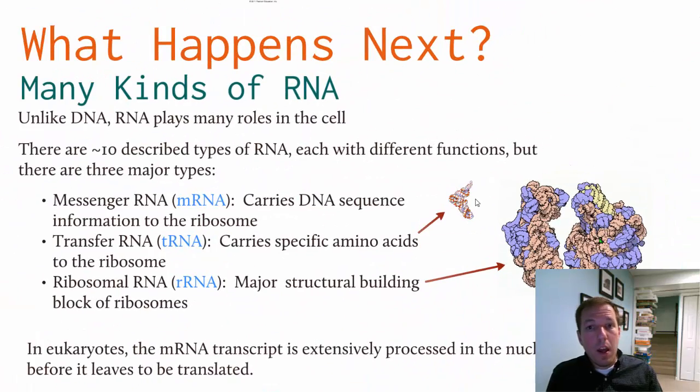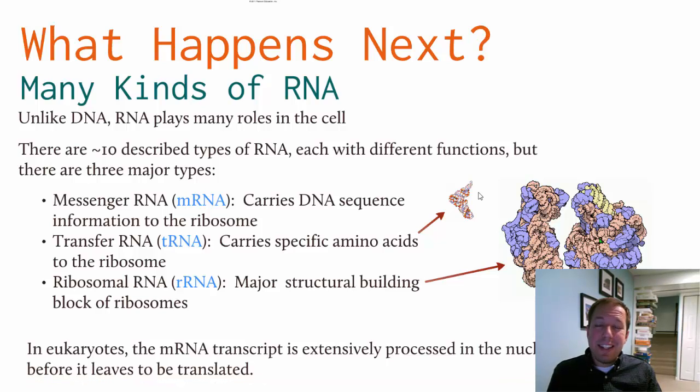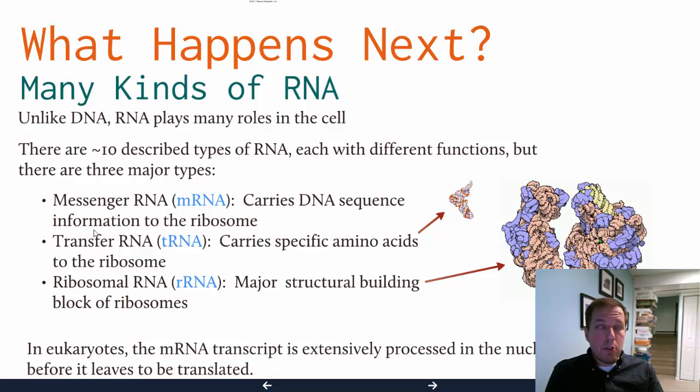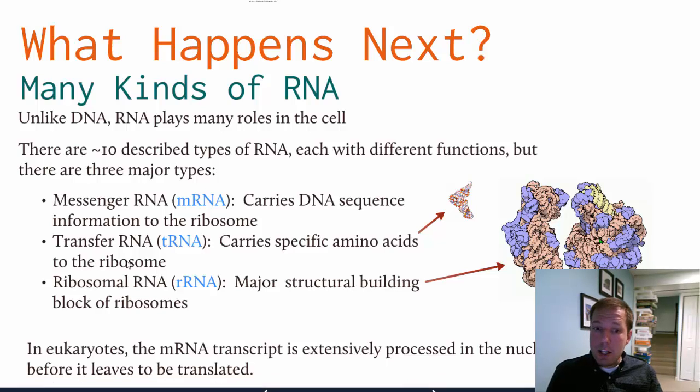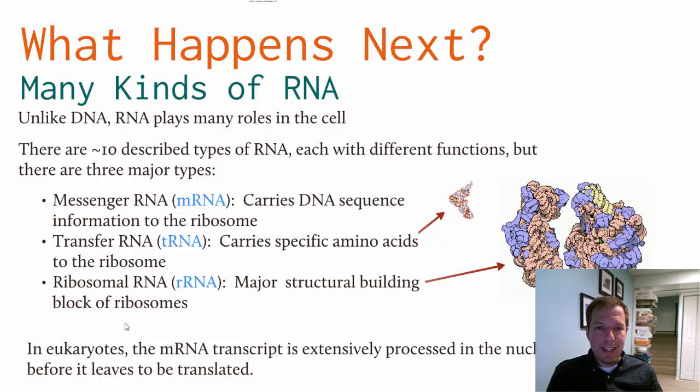Now, lots of things actually do get transcribed. Though this video is focusing on the function of transcription in terms of making mRNA to build proteins, transcription can also produce structural forms of RNA, such as the structural RNA that's used to make tRNAs for translation, and the structural RNA that's used to build ribosomes, which are also useful for protein synthesis.